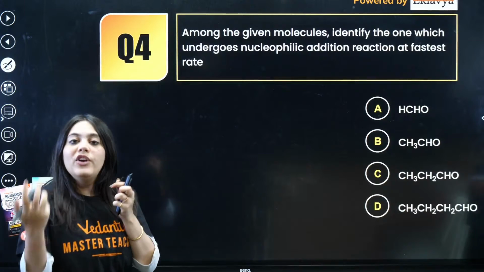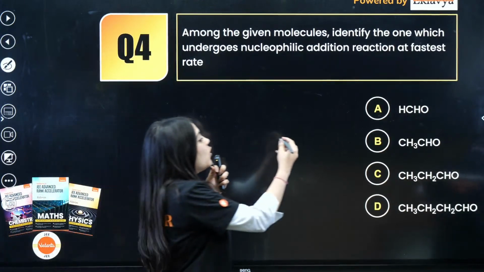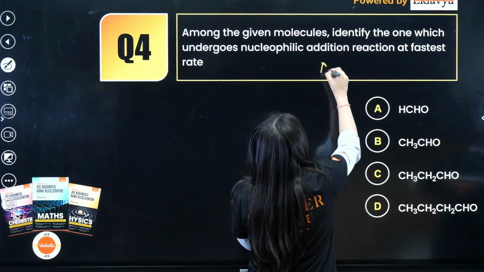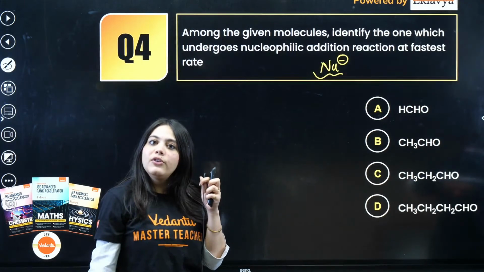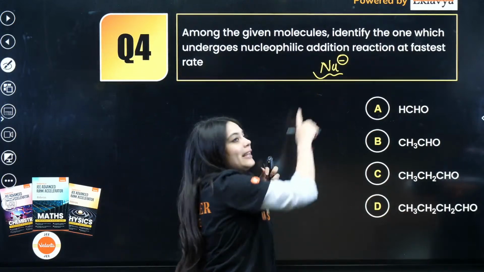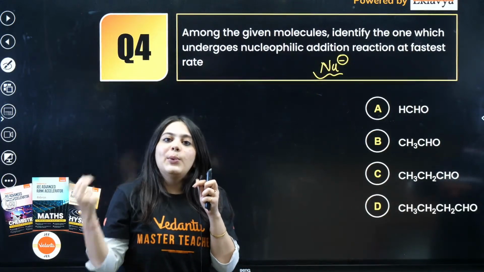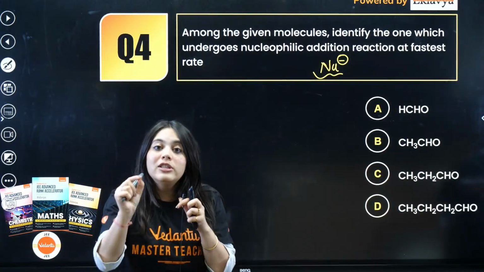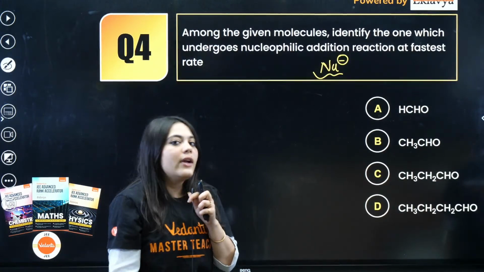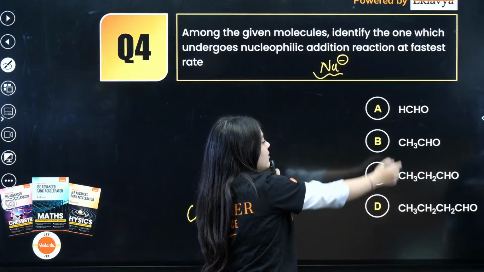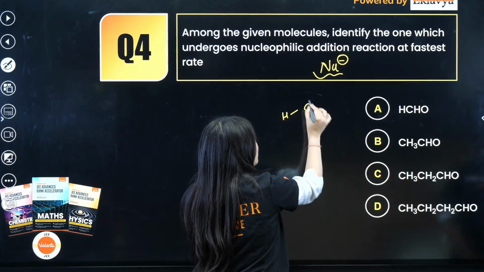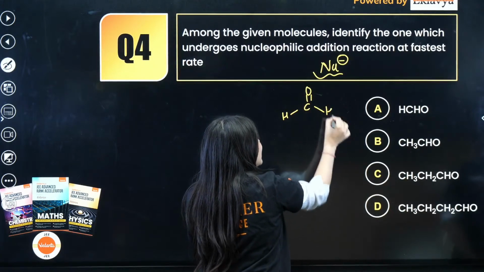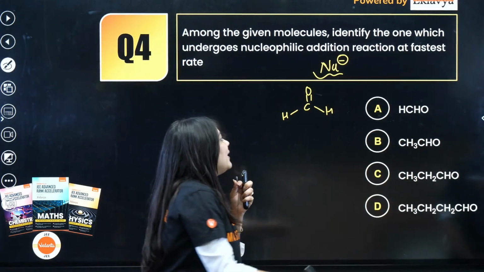Nucleophilic addition. Which type of species will show the nucleophilic addition? Bacha, a nucleophile is what? Something which has a negative charge on it. Where will the negative charge be most attracted to? It would be most attracted to the most positive species, right? So let us look at our options. Here, the first option is HCHO. This is the structure of HCHO, right? So what will happen here?